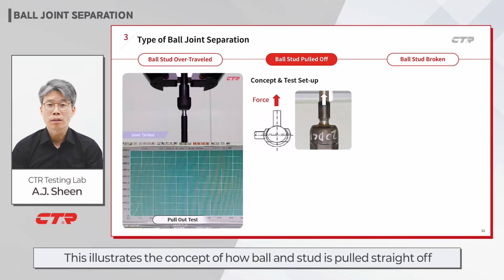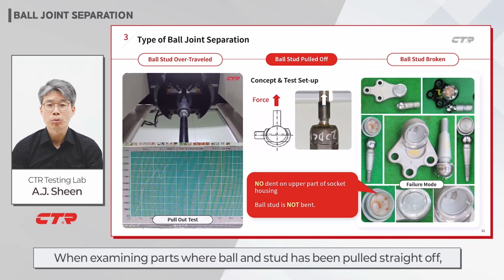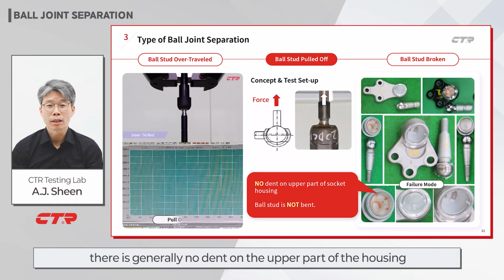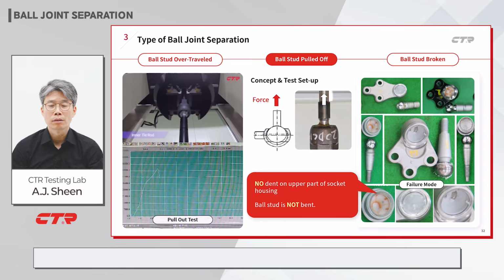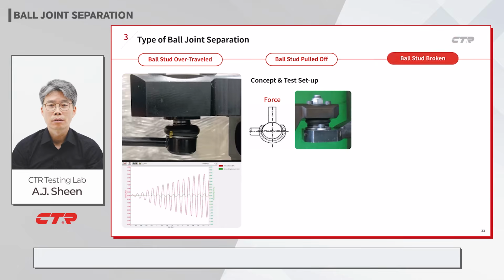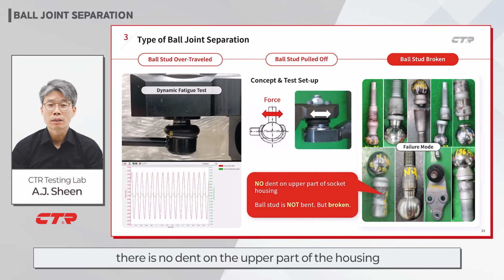This illustrates the concept of how ball and stud is pulled straight off and separates from the housing. When examining parts where ball and stud has been pulled straight off, there is generally no dent on the upper part of the housing and no bending deformation of ball and stud. This is about how ball and stud break due to dynamic cyclic stress. When examining the general failure mode, there is no dent on the upper part of the housing and no bending deformation of ball and stud, but it is simply broken. This is a typical failure mode for dynamic cyclic stress fatigue.